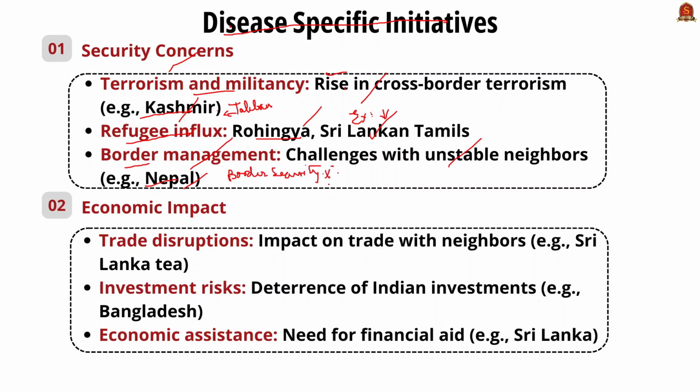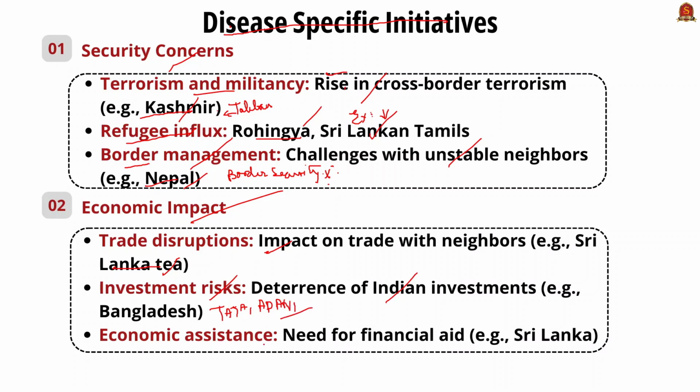Next is the economic impact. Economic crises in neighboring countries can disrupt trade flows. For example, Sri Lanka's economic crisis has affected tea exports to India. Political instability in Bangladesh can impact extensive trade relations with India. Next is the investment risk. Political instability deters Indian investments in neighboring countries. For example, Indian companies like Tata Group and Adani Group in Bangladesh could face operational challenges due to political turmoil.